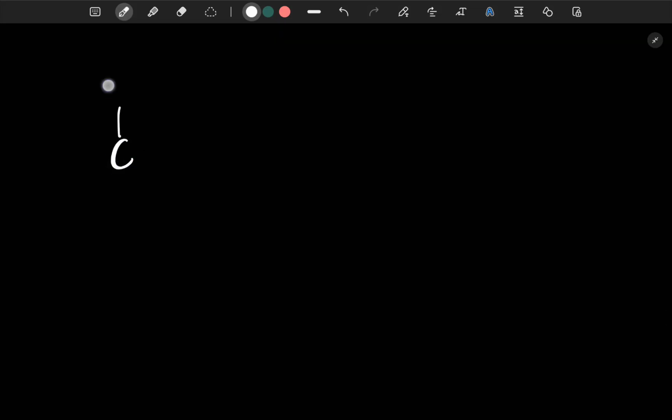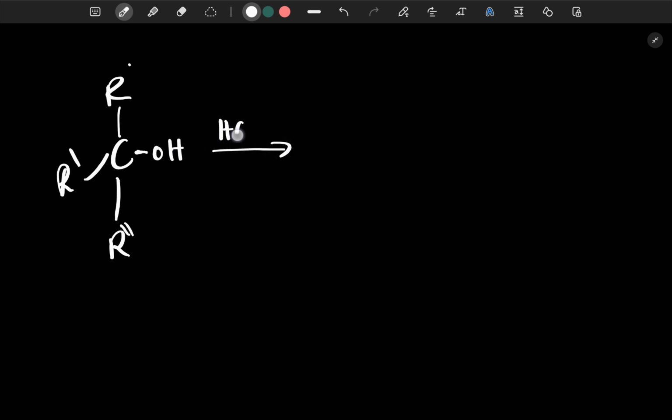So here's C, R, R, R. That's a tertiary carbon, a carbon connected to 3 other carbons. We could say R, then R prime, then R prime prime. That's another way you could do it. Here there is a mechanism. Mind you, this is a tertiary alcohol. He's going to meet HCl or HBr.